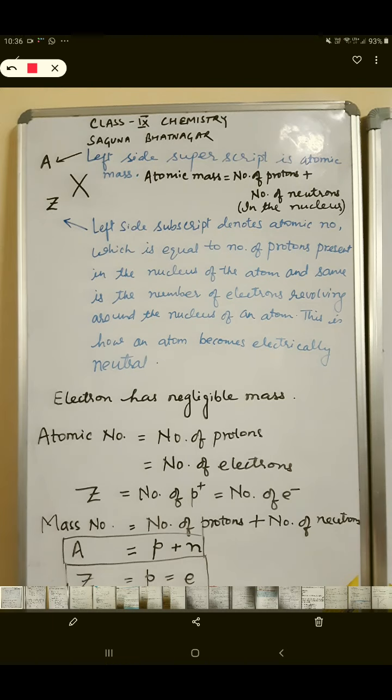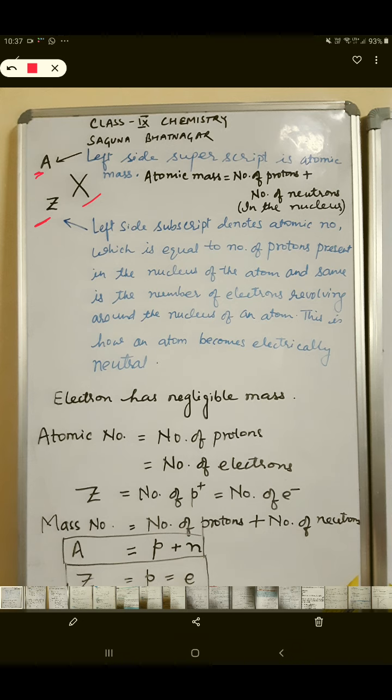Dear students, in this picture you see X. What is X, students? X is representing an element. At the left side we have written Z. This Z is what? Z is atomic number.